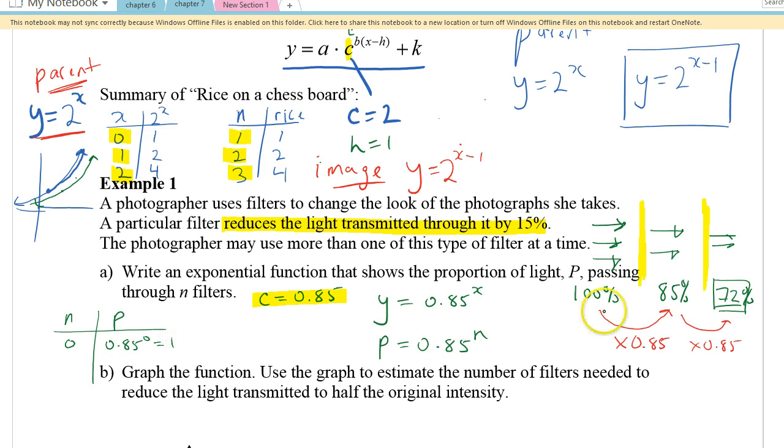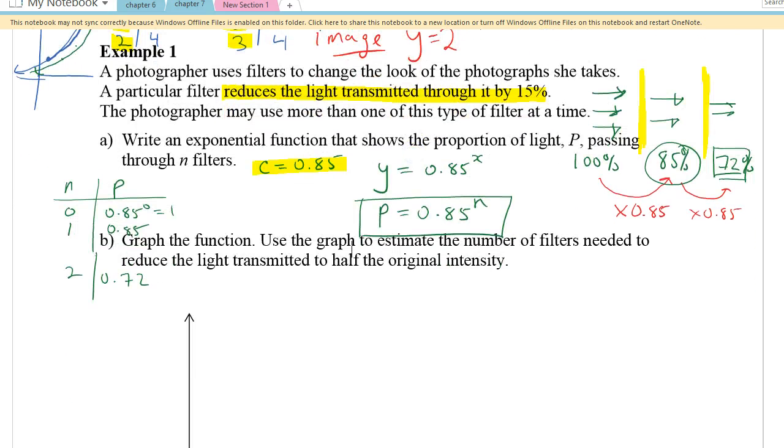That sounds great. If I have 0 filters, then I get 100%. If I have one filter, I'm going to get 0.85 to the power of 1, which is 0.85. If I put in two filters, I'll get my 72%, or in fact 0.72. So the answer to the first question is p is equal to 0.85 to the power of n.